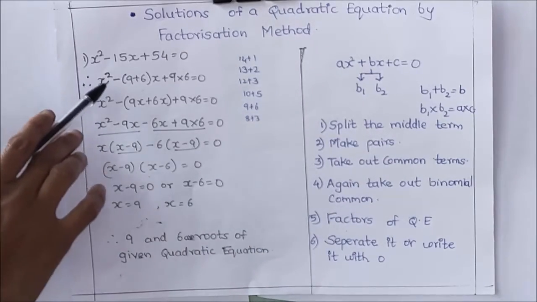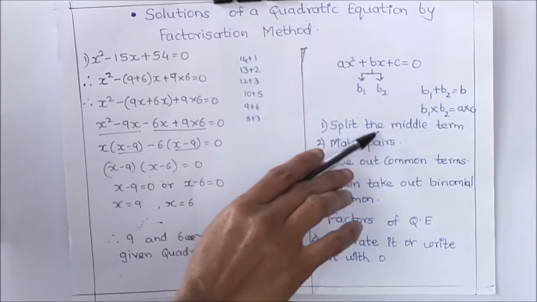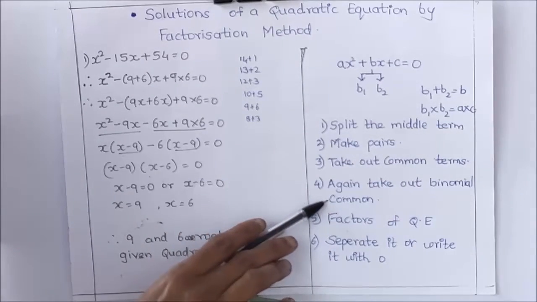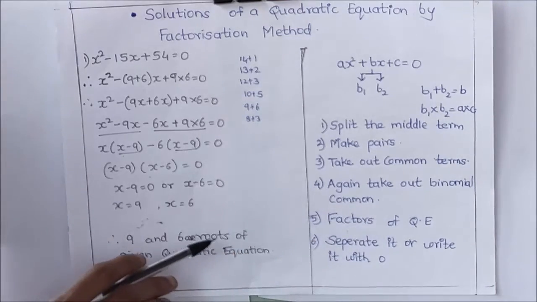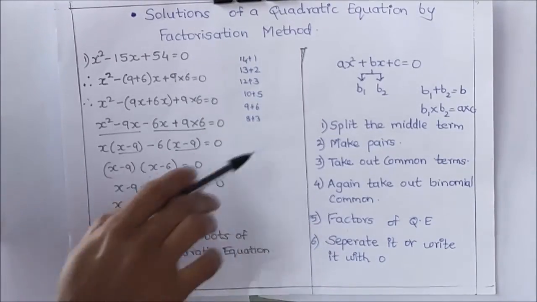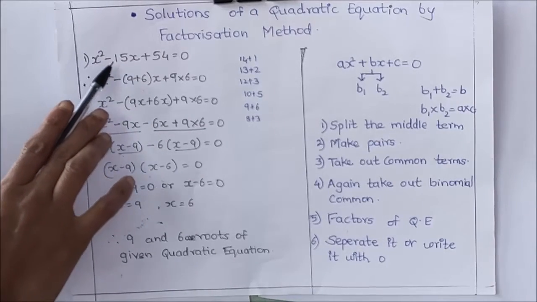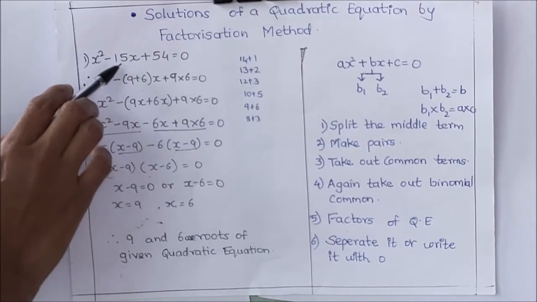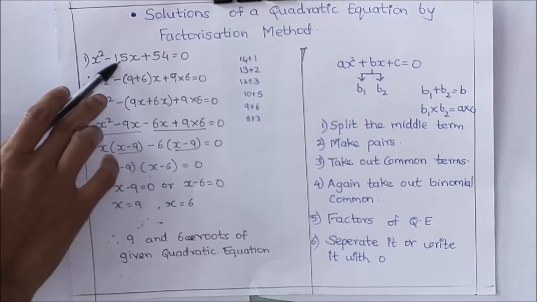That is, first we are going to split the middle term. Then we are going to make the pairs, take the common terms out, and then again take out the binomial common. And the fifth step is, we are going to find the factors of the quadratic equation, separate them and equate each with 0. While solving an example, see here one example is given, x square minus 15x plus 54 equals 0. Minus 15x is the middle term, b is here minus 15. So what are the factors of 15?